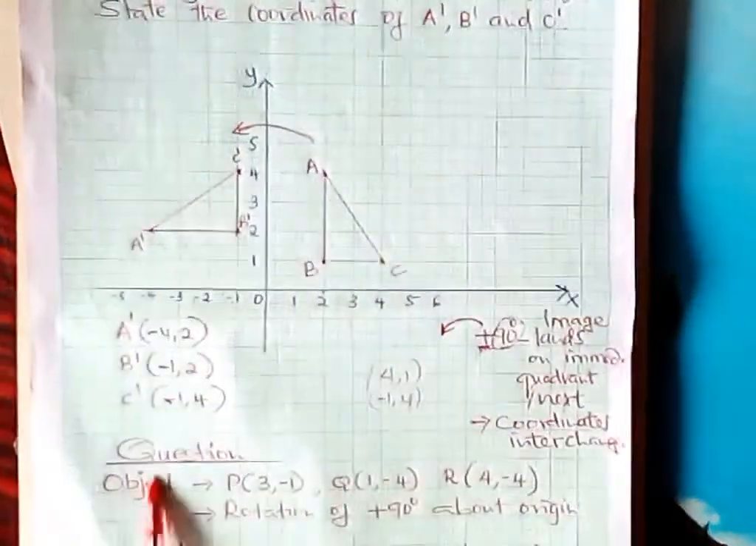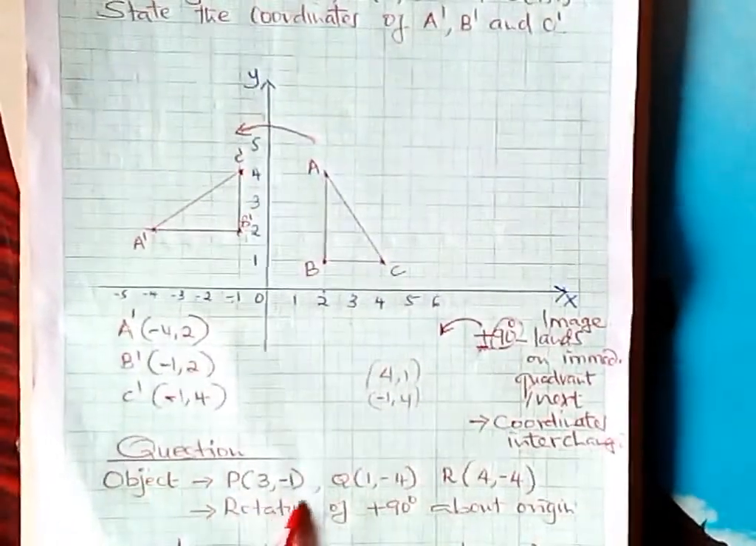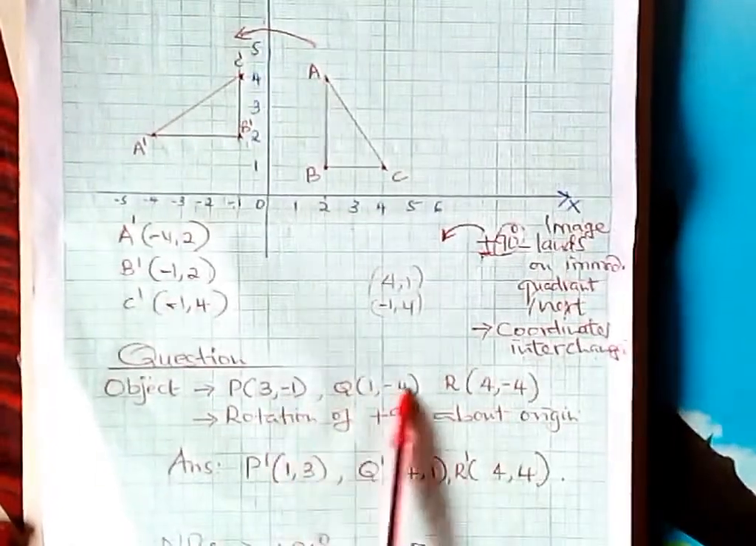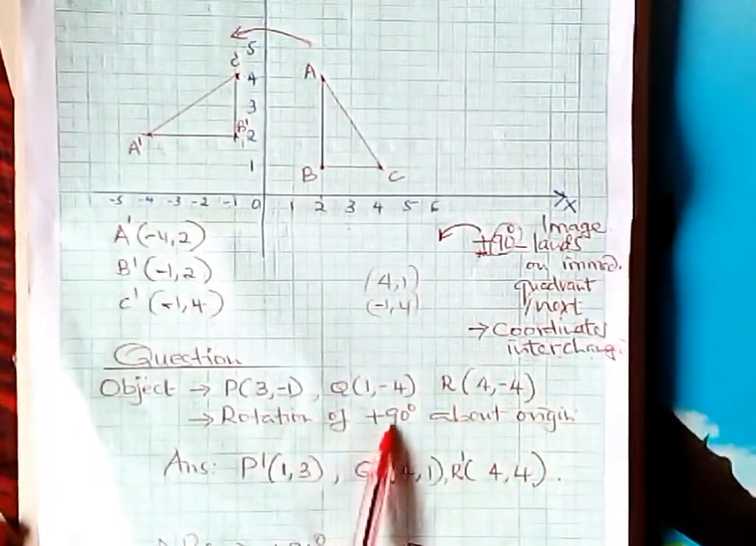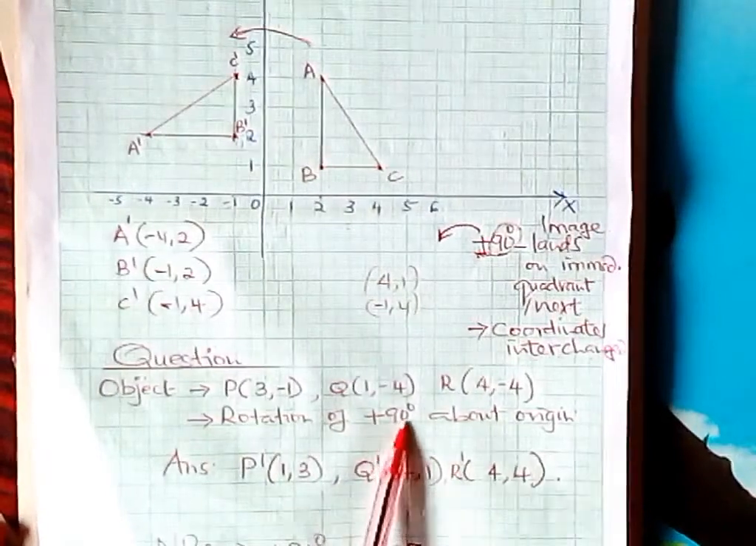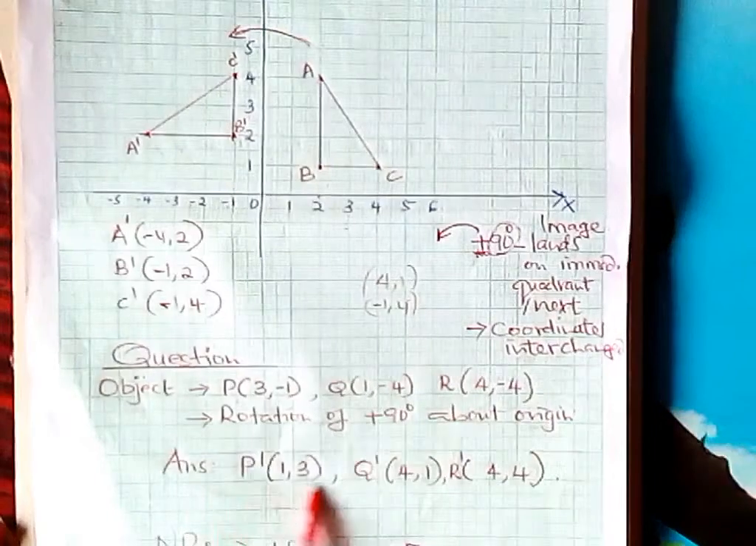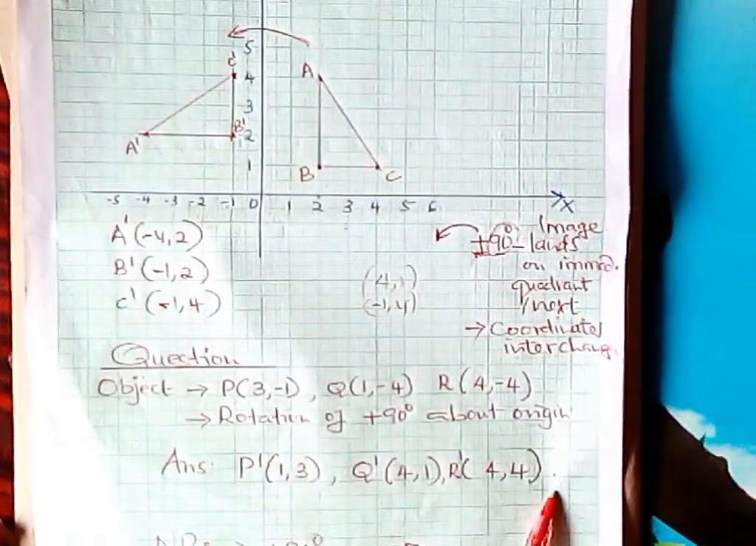Otherwise, go and practice on that. There is a question here that I've given you. Do it, and check whether you get it correct. So you have this object here, you give it a positive 90 degrees rotation about the origin, and this should be the answers, learner.